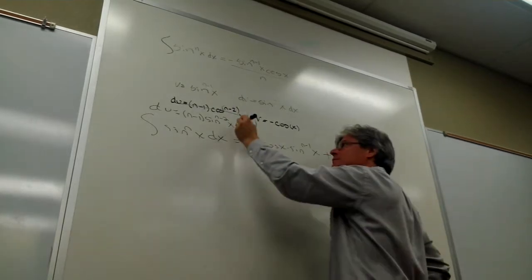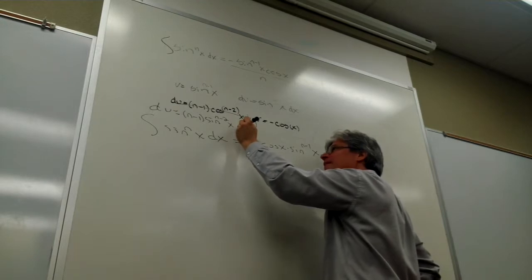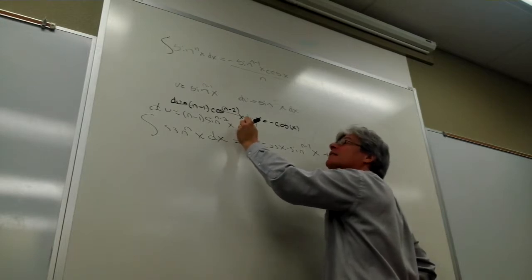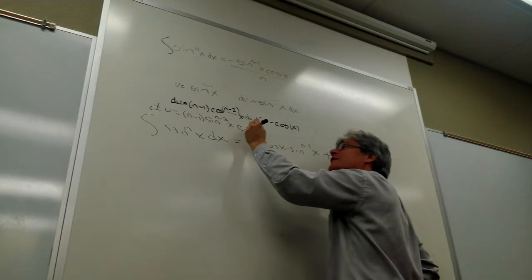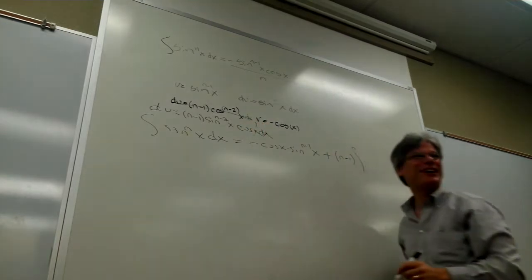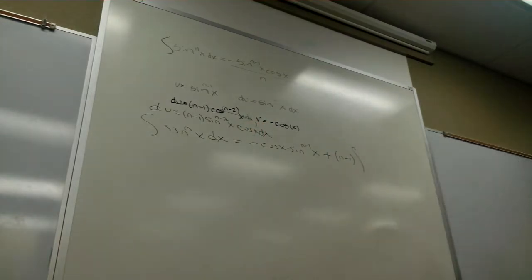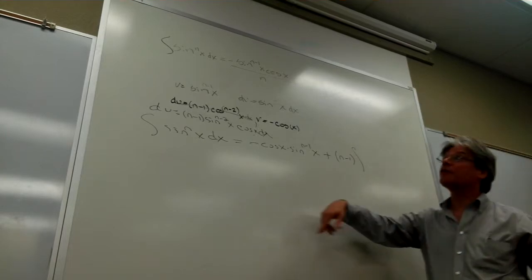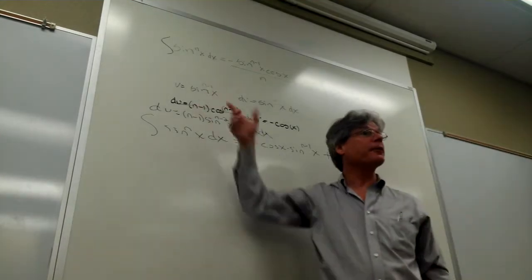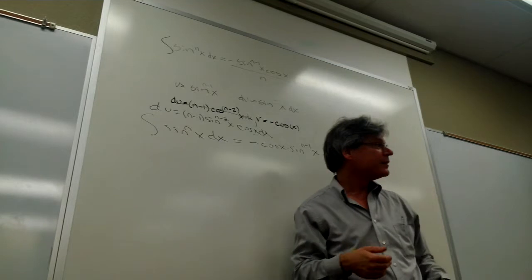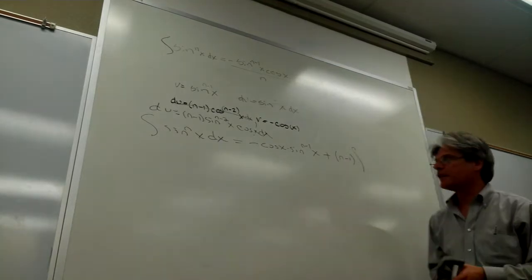Oh, the blood's rushing out of my arms. Cosine x dx. Yeah. Chain rule. I have to multiply by the inside's derivative. What the heck was raised to the n minus 1 power? Did you guys see it? Yeah. That being the case, now I can finish this up.